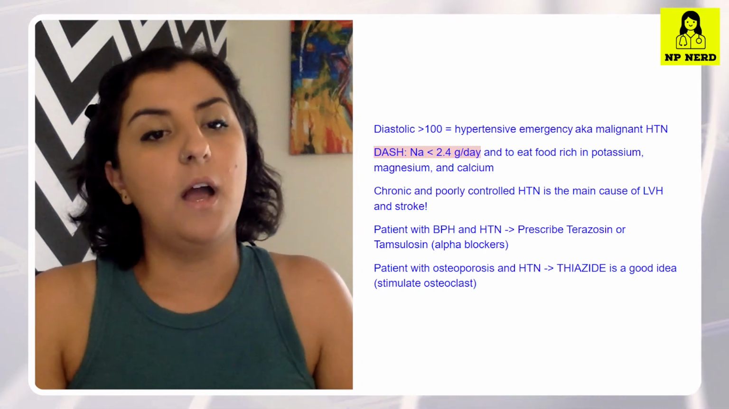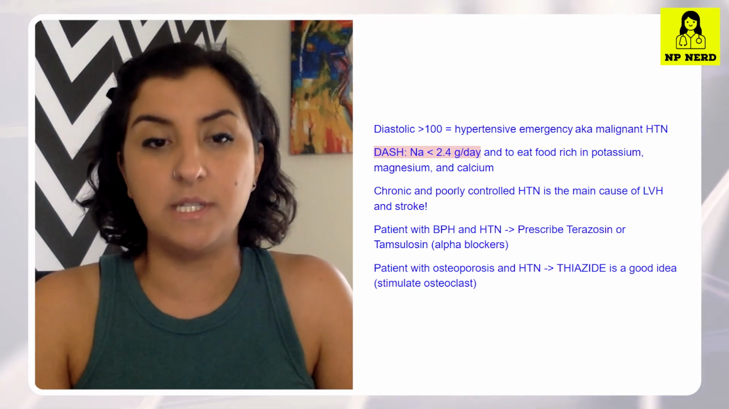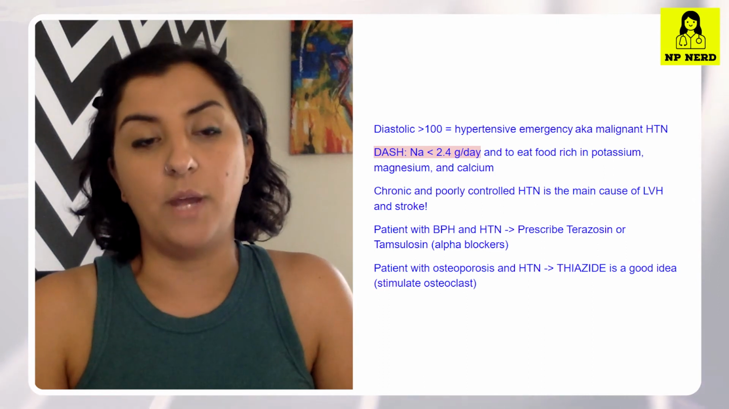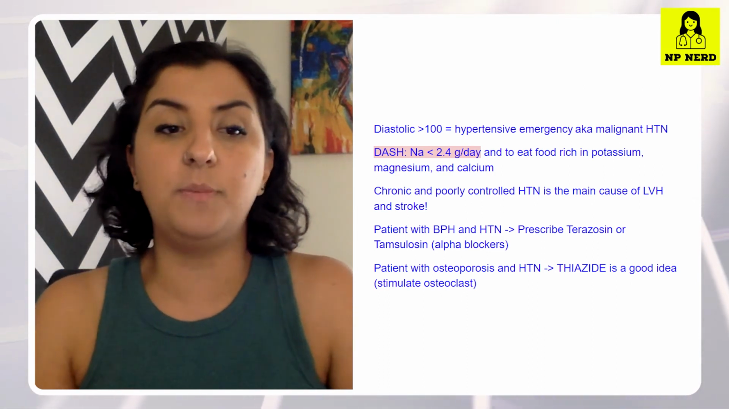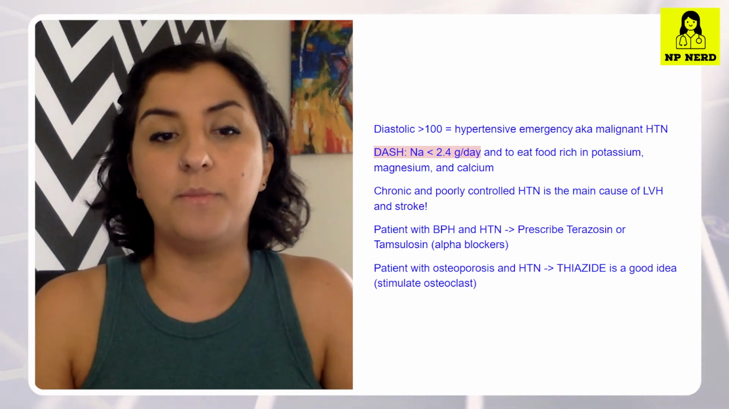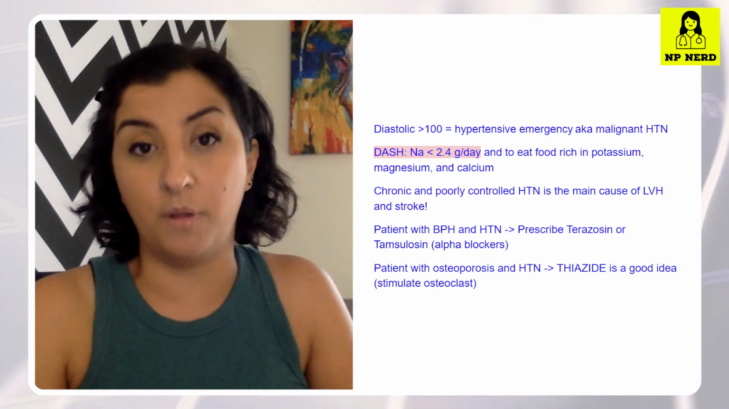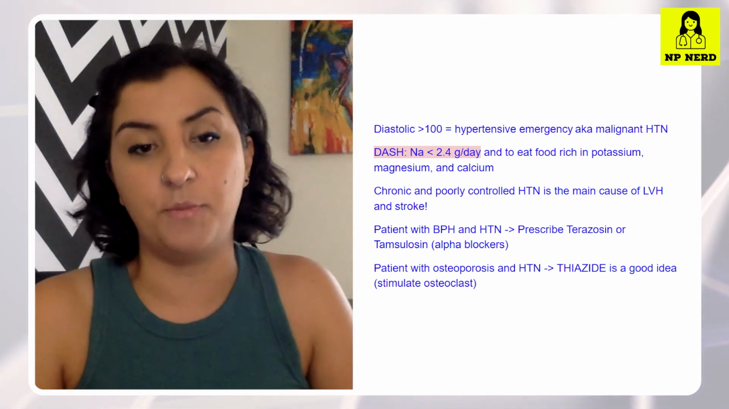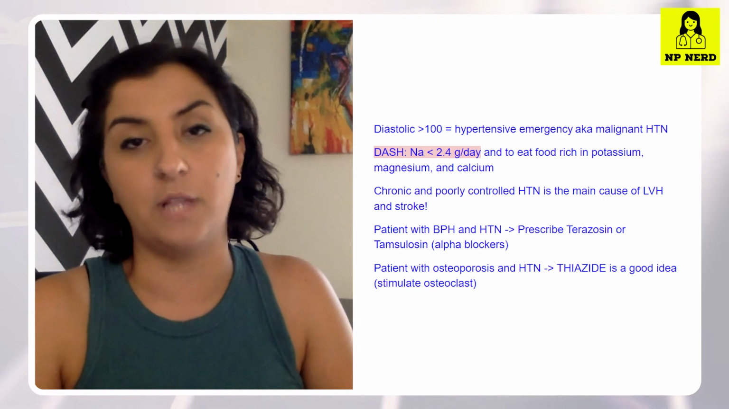Remember that. Chronic and poorly controlled hypertension are the main cause of LVH and stroke. Okay, remember this little piece of information there. If the patient has BPH and also is hypertensive, this is when you can prescribe for them terazosin or tamsulosin because they are alpha blockers. If the patient has osteoporosis and hypertension, you can start them on thiazide because it stimulates osteoclast.